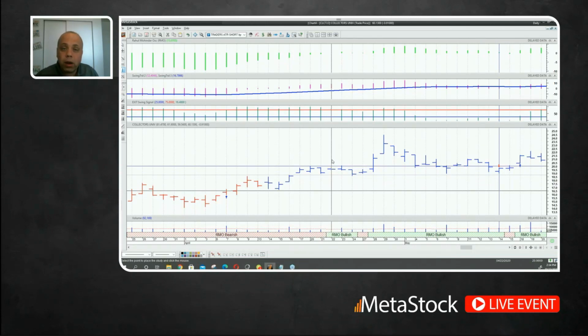And so we want it to break through or penetrate that recent high of 20.04, which it does on the very next day. So on the very next day, as close to 20.04 as we can, we're going to go ahead and buy this.